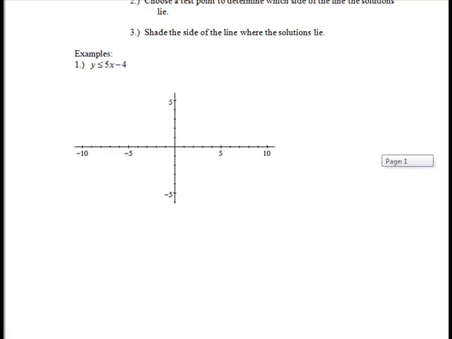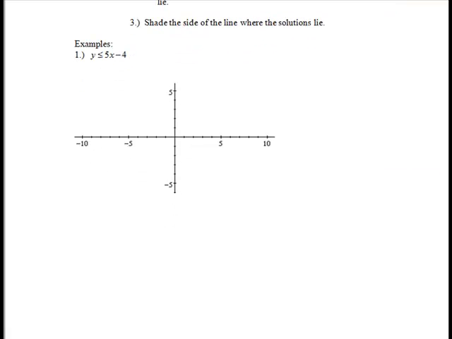So let's look at an example here. Example 1, y is less than or equal to 5x minus 4. A linear inequality already in slope-intercept form, so we can begin by graphing it. The y-intercept is -4, the slope is 5, so up 5, to the right 1. But before we sketch the line we have to look at the inequality sign and see if it's going to be a dotted line or a solid line. Less than or equal to means it's going to be a solid line running through those 2 points.